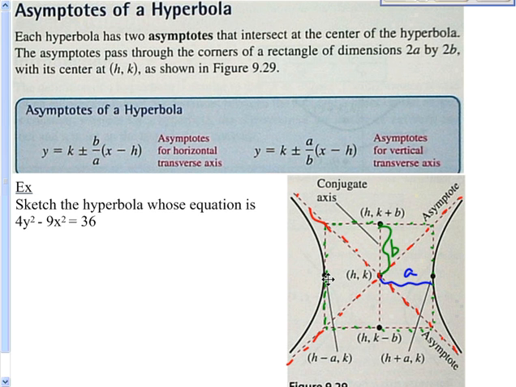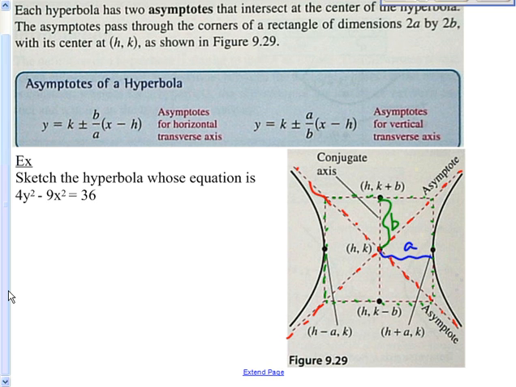Okay, so example 1 here. Sketch the hyperbola whose equation is 4y squared minus 9x squared equals 36. Well, first of all, I have to get this thing equal to 1. So that's going to be our first task here. Let's divide all this by 36. So we got y squared over 9 minus x squared over 4 equals 1.